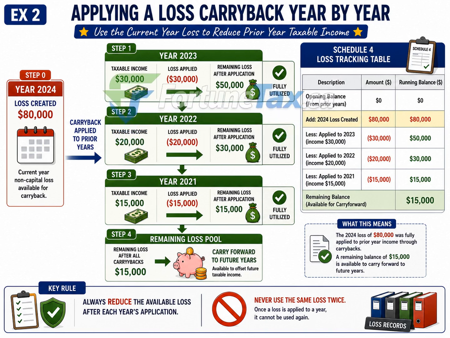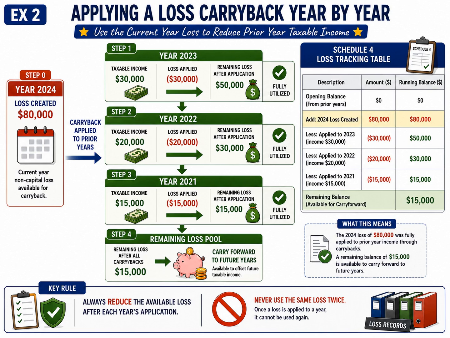Since the corporation paid taxes in previous years, it decides to carry this loss back to recover some of those taxes. The process begins with the most recent prior taxation year. In 2023, the corporation reported taxable income of $30,000. The first $30,000 of the loss is applied against that income, reducing the taxable income for 2023 to zero. Because taxes had already been paid on that income, the corporation becomes entitled to a tax refund. After this first application, $50,000 of the original loss remains available.